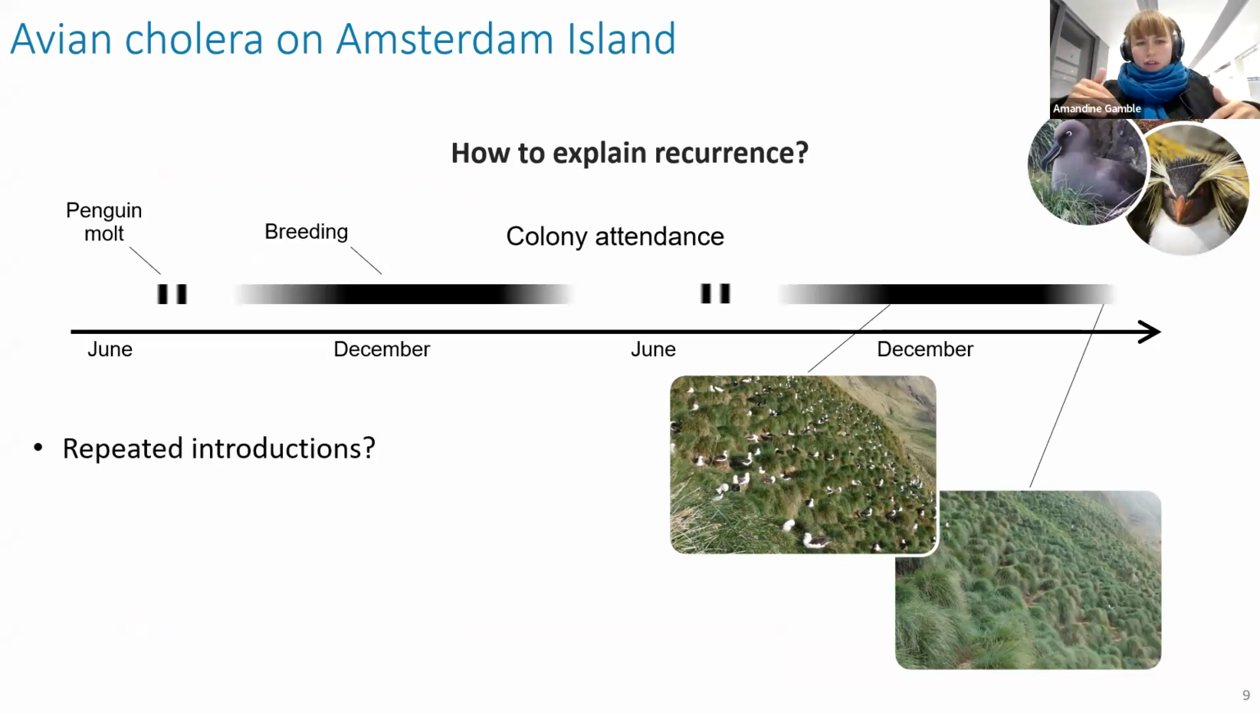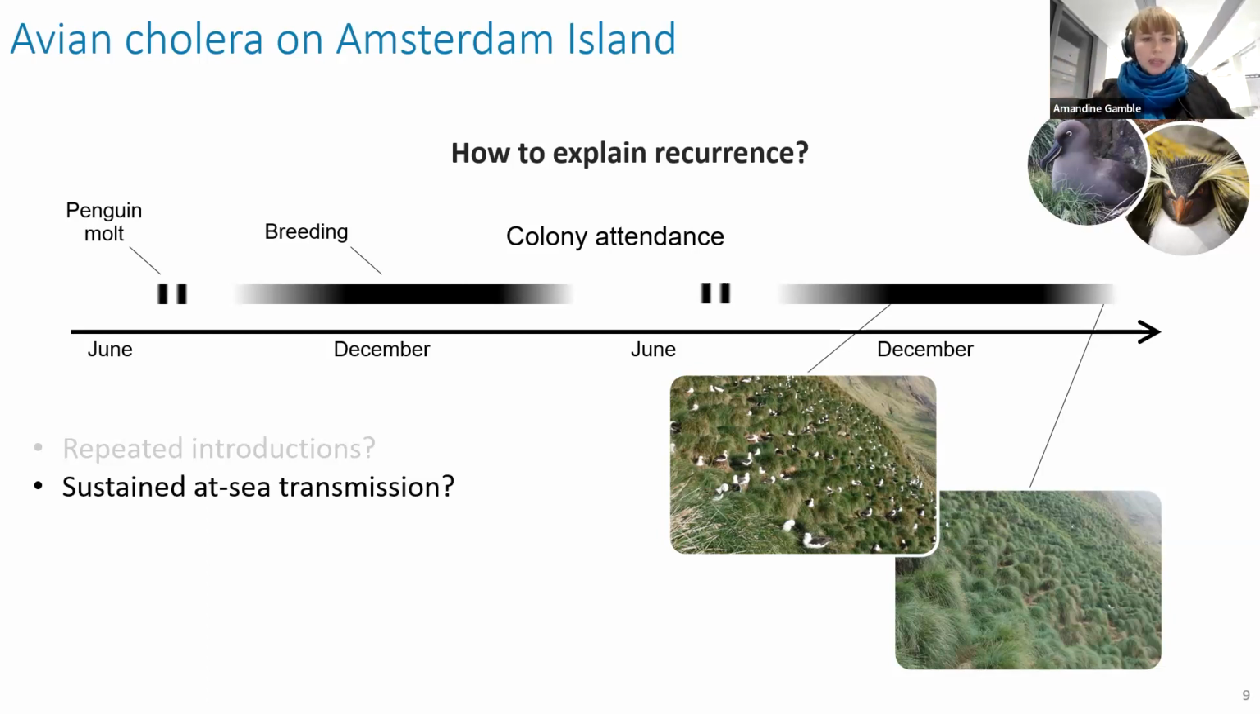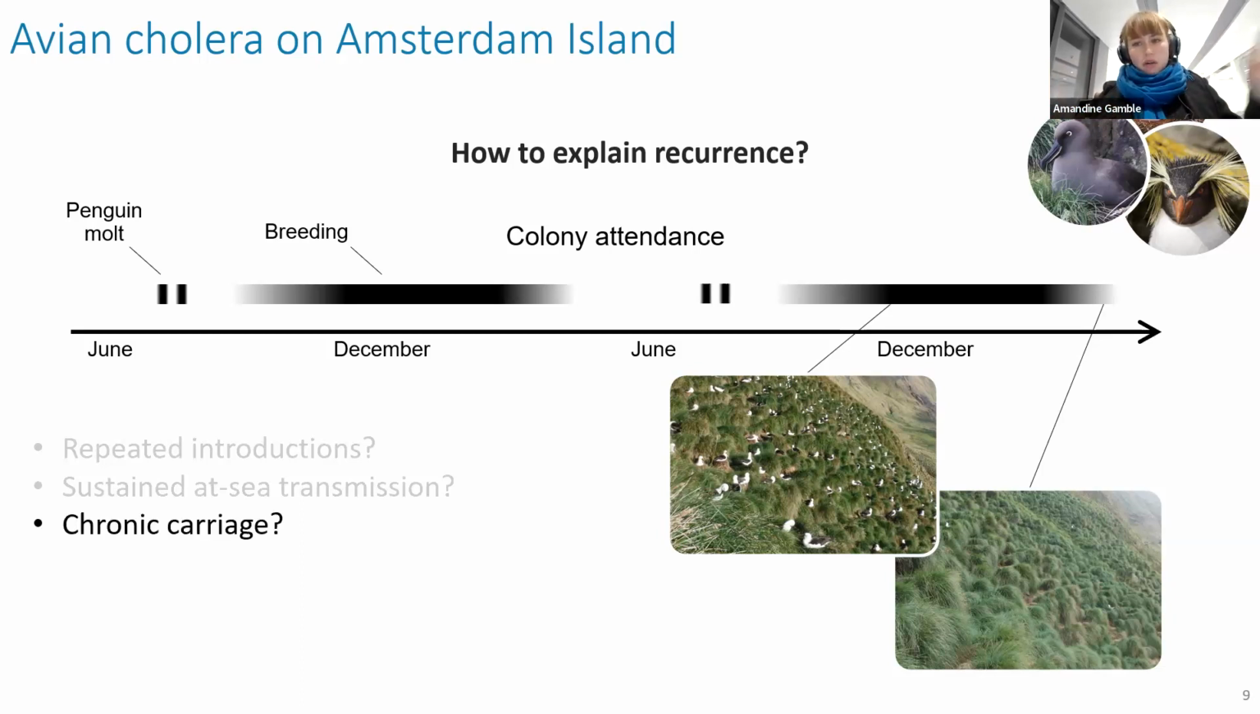So it means that every year the birds are coming back and they get sick again. So is it because they keep bringing the pathogen with them that they get from somewhere else? We didn't find any evidence of that, notably because when we do genetics of the pathogen, it looks to be the same more or less every year. Maybe there's sustained at-sea transmission. So same, we didn't find any evidence of that. The birds seem not infected when they come back from their winter migration at sea. Chronic carriage, same, no evidence of that for the same reason. Birds are healthy when they come back.